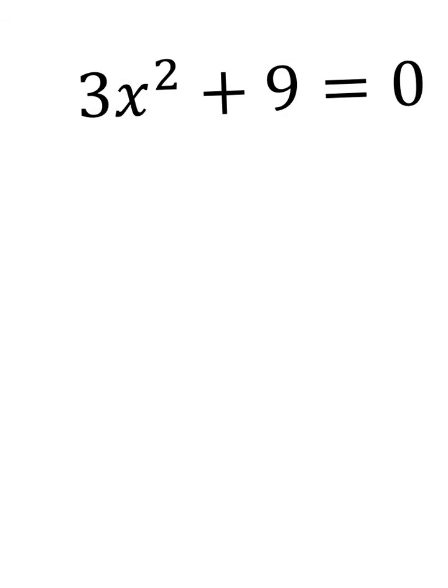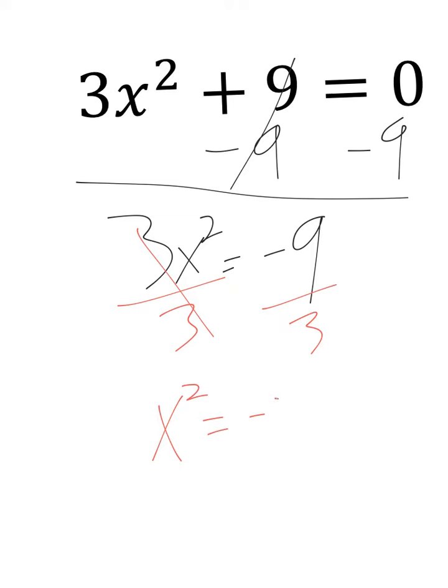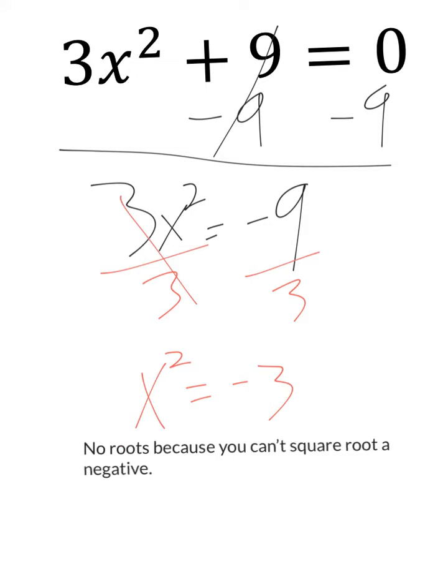3x squared plus 9 equals 0. Minus 9, minus 9. 3x squared equals -9. Divide by 3. And you get x squared equals -3. So my answer is no roots, because you can't square root a negative. You could say no solution if you want, but again, let's talk about why you can't square root a negative.